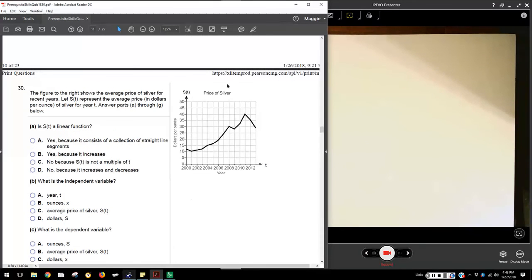You will see a problem similar to this, I promise you, on the first exam, with somewhat similar questions, maybe slightly different, but you are going to be expected to read a graph.